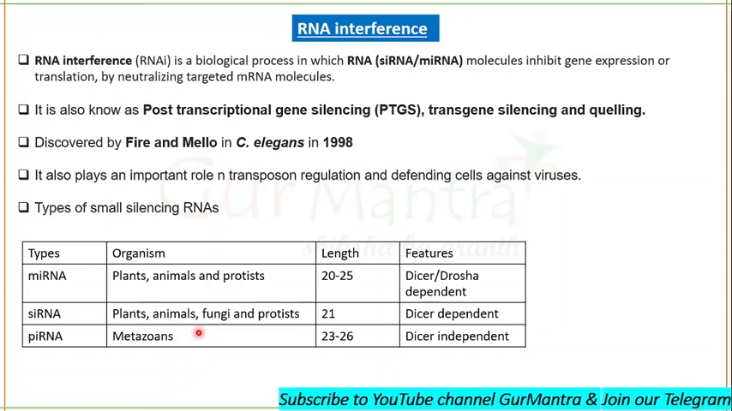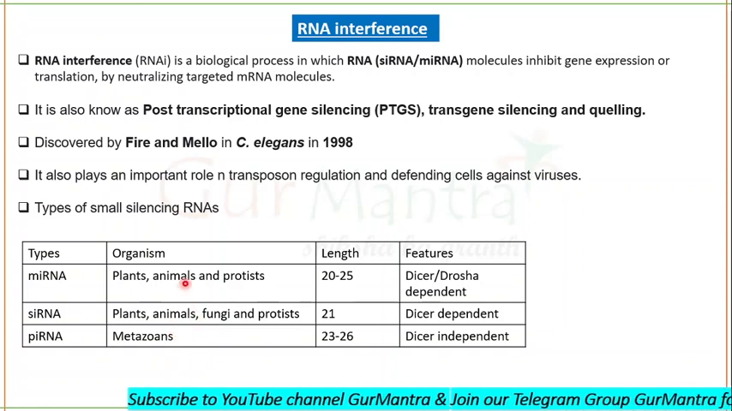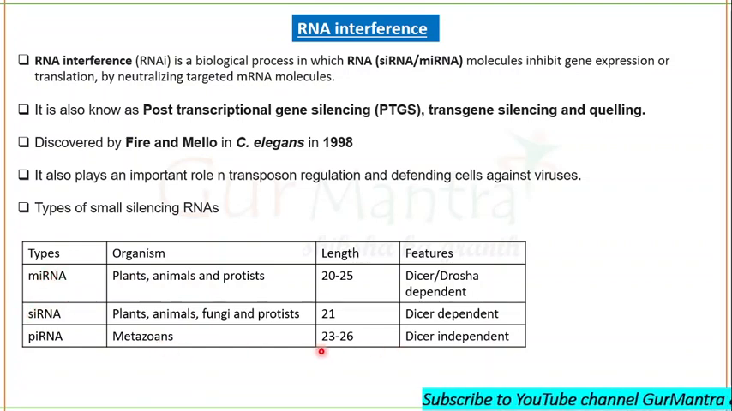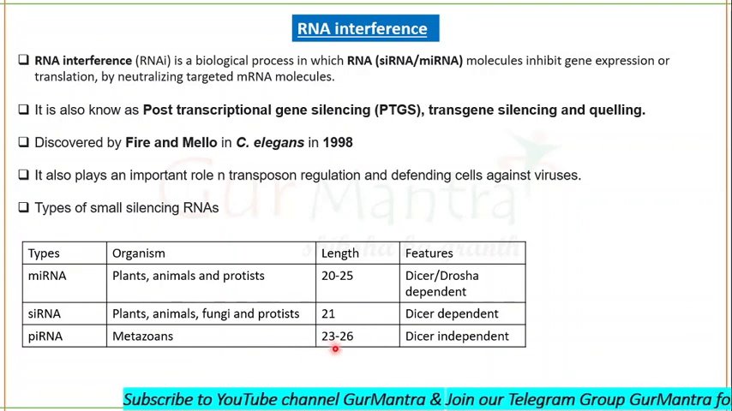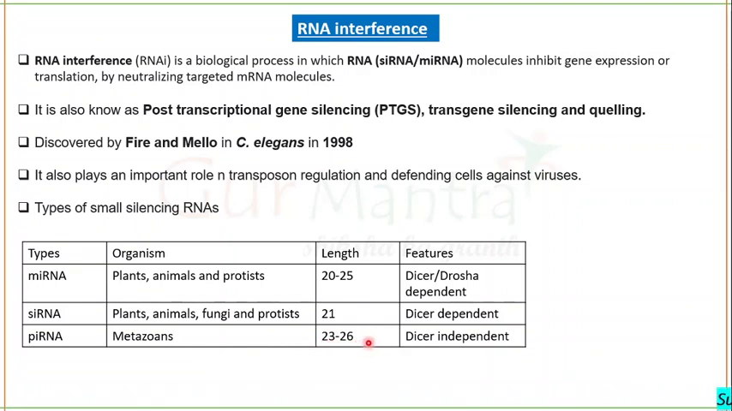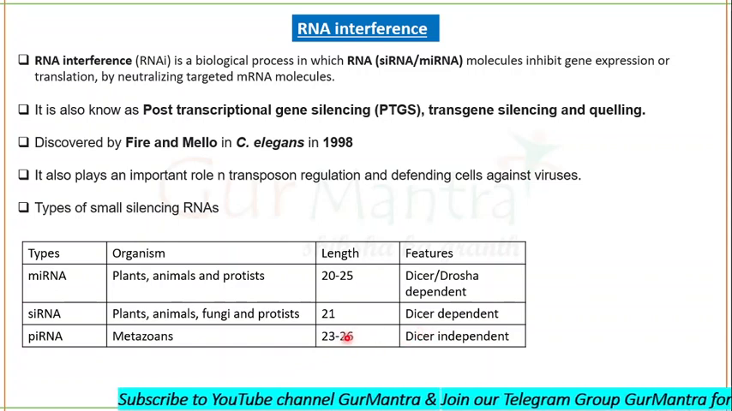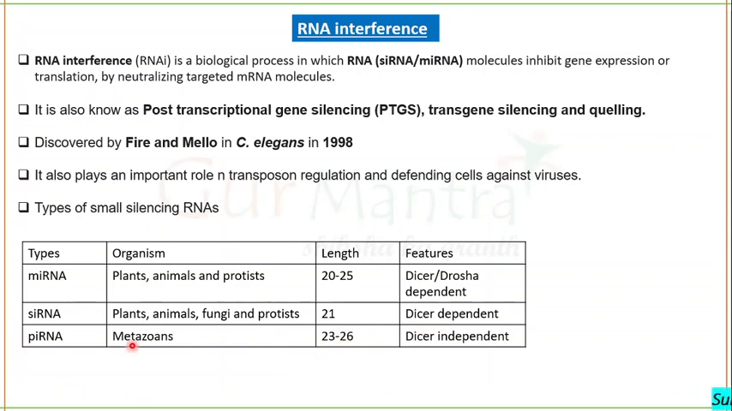piRNAs are found in metazoans. These are comparatively longer than miRNA and siRNA, with approximately 24 to 26 nucleotides, or 24 to 27. You will read different numbers of nucleotides in different books, like 23 to 26 or 25 to 27, but it is approximately 23 to 26. piRNAs are Dicer independent.